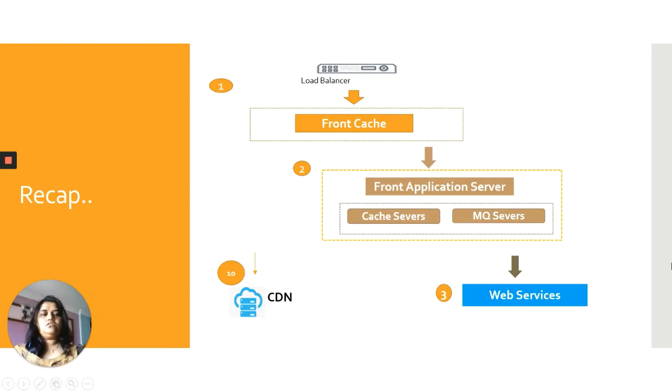This is the layered architecture that we had seen, where the request starts from the client, goes to the load balancer, from where it is distributed across the different layers. The first layer is the front cache, where if the data is not found, it will go to the application server, and if the application server does not find the data within the cache or the MQ servers, then it goes to the web services. And we had another layer, which is our CDN. So these were the layers that we saw.